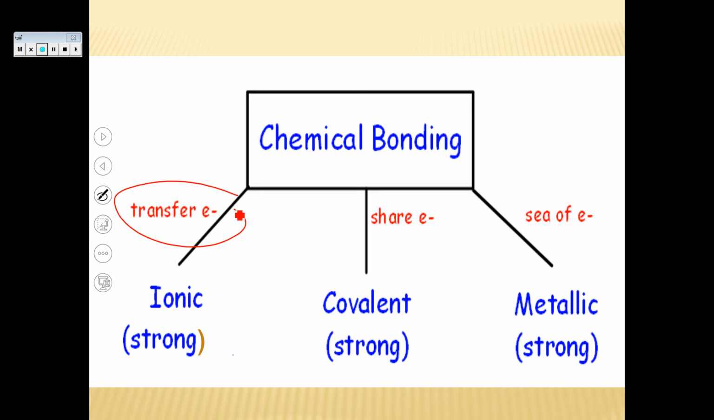element to another. There are covalent bonds, which are strong bonds, where the electrons are shared between the elements. And then there's metallic bonding, which is also a strong bond. The atoms are held together through a sea of electrons. And we will discuss each one of these further in these notes.